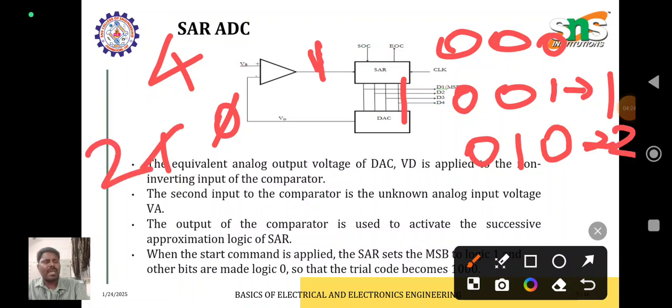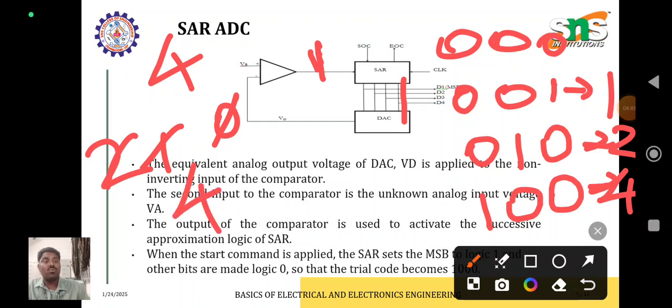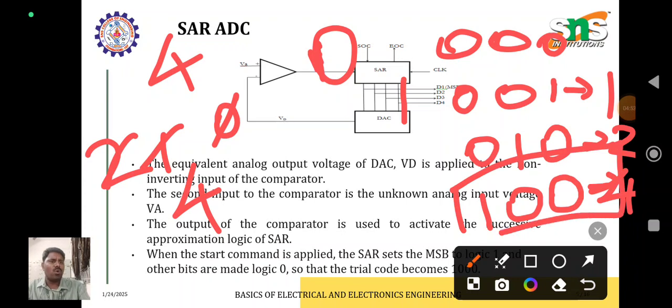Again we compare, and the error signal will be 1, so the next bit is changed. The 1 is made 0, and the next bit is converted into 1. What is the equivalent value? The equivalent value will be 4. Again we compare both values, and now both are equal. If both are equal, the output will be 0, so the process stops and this output gets displayed. This is the digital output of the corresponding input signal.